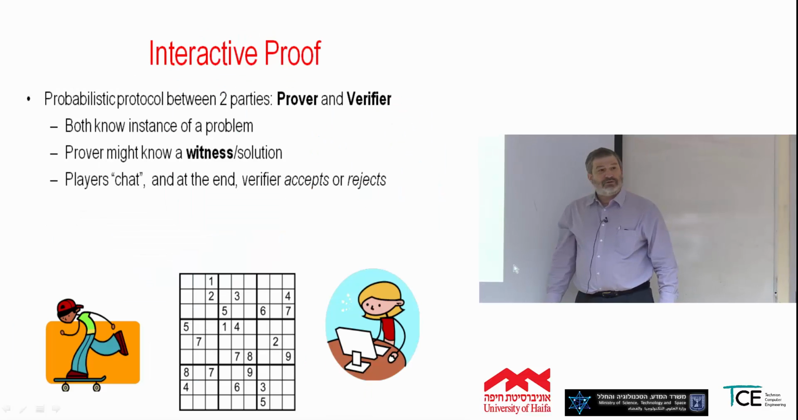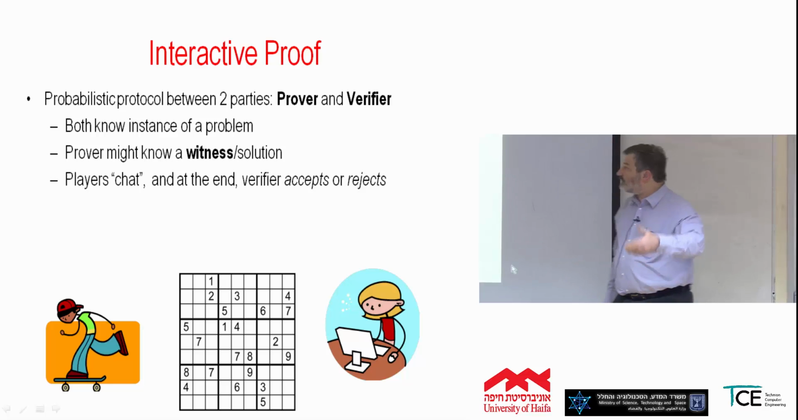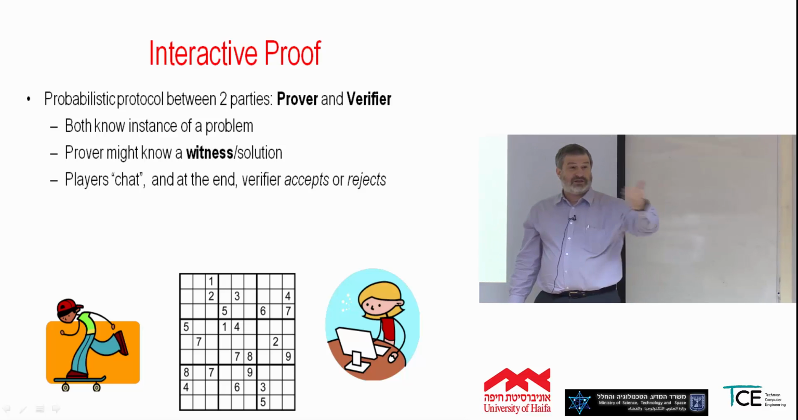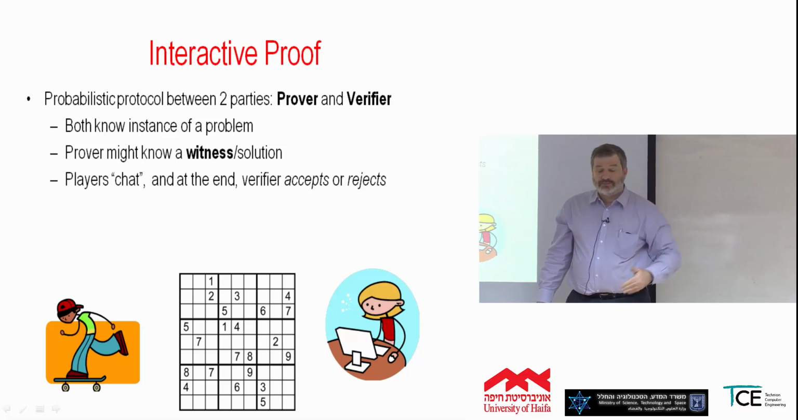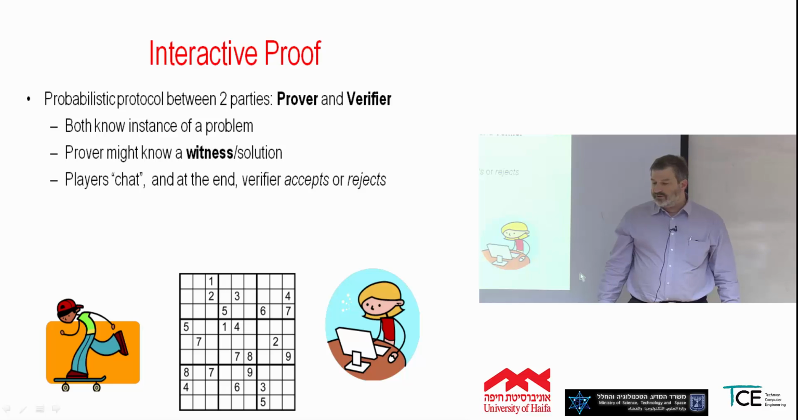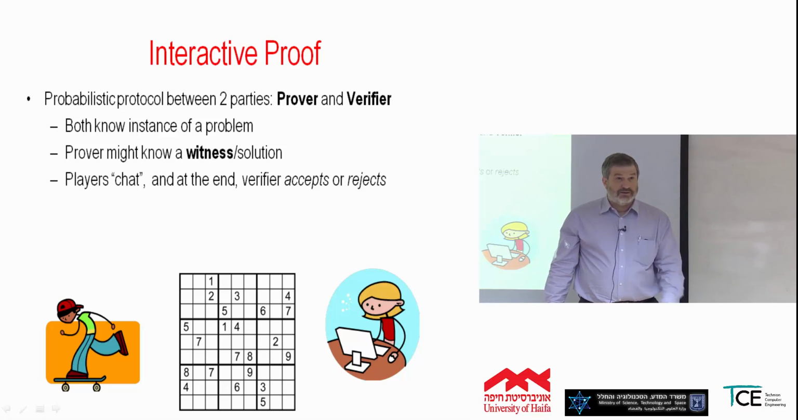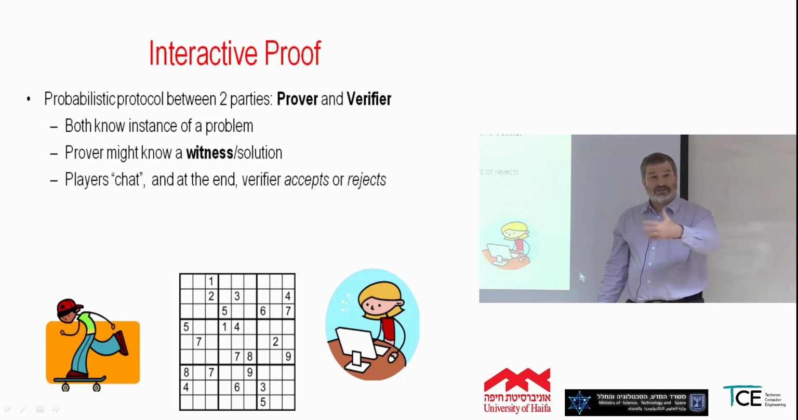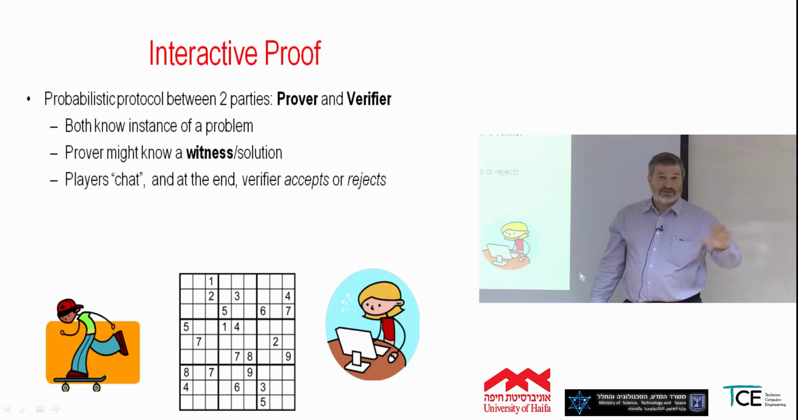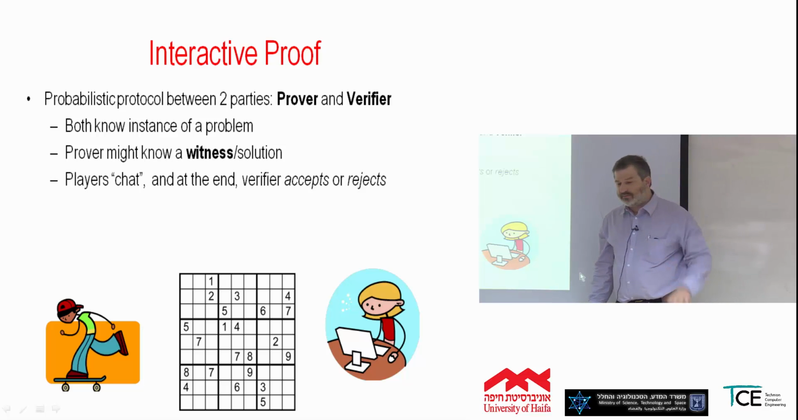So first, what we want here is an interactive proof. An interactive proof is a probabilistic protocol, probabilistic meaning that there are a couple of possible messages each side can say. It is a protocol between two parties, prover and verifier. They both know an instance of, in this case, a problem, and the prover might know a witness, or a solution. We often call it a witness to the fact that there is a solution that he knows. The players chat, that is, exchange messages, and at the end, the verifier accepts or rejects. This is what an interactive proof is. I didn't say anything about zero knowledge yet.